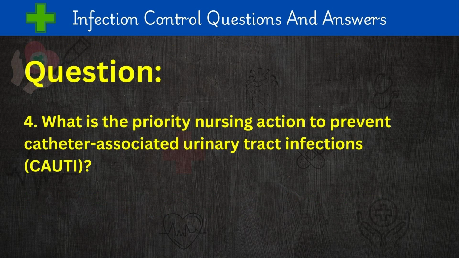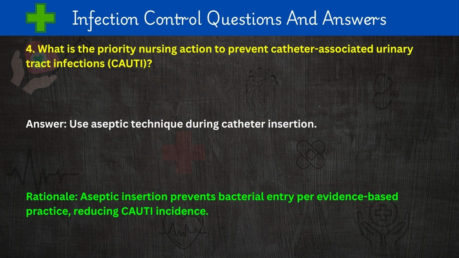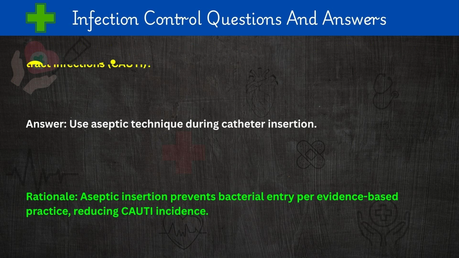4. What is the priority nursing action to prevent catheter-associated urinary tract infections, CAUTI? Answer. Use aseptic technique during catheter insertion. Rationale. Aseptic insertion prevents bacterial entry per evidence-based practice, reducing CAUTI incidence.